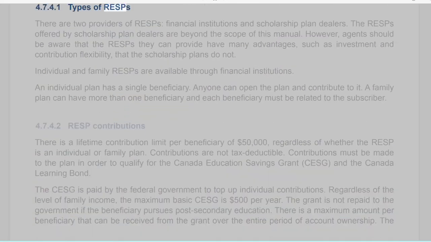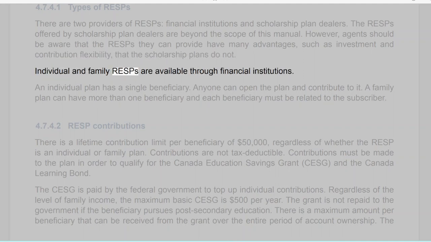4.7.4.1 Types of RESPs. There are two providers of RESPs, financial institutions and scholarship plan dealers. The RESPs offered by scholarship plan dealers are beyond the scope of this manual. However, agents should be aware that the RESPs they can provide have many advantages, such as investment and contribution flexibility, that the scholarship plans do not.